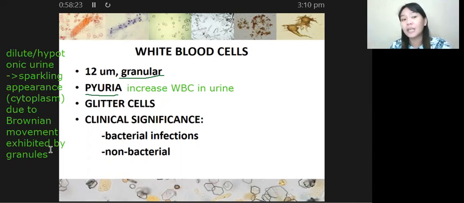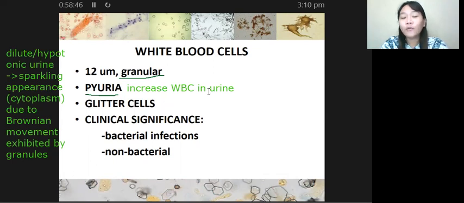In particular, glitter cells are neutrophils, the granules of which exhibit Brownian movement. So we have your glitter cells.